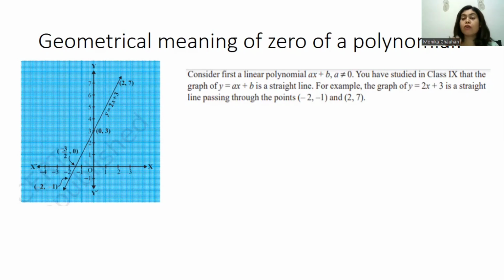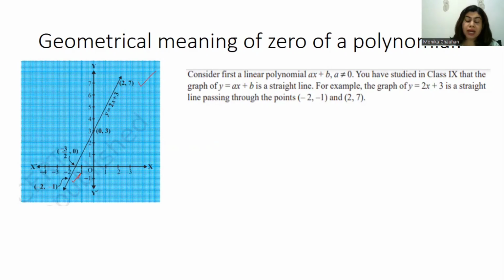So ax plus b. Now you have studied in class 9 that the graph of y equals ax plus b is a straight line. I hope you remember that. It is always a straight line. For example, y equals 2x plus 3 is a straight line passing through 2 points: one is minus 2, minus 1, and the other is 2 comma 7. Can you see that? They have marked them. So now I'll explain, while seeing the graph, how many zeros there are and why these zeros justify that graph.